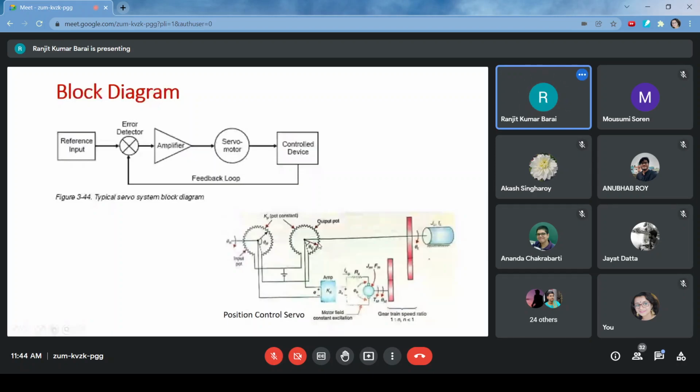If not, the error is applied to the armature of the motor and it takes corrective action. So this is the motor in position control mode. This experiment will be performed in the next year.